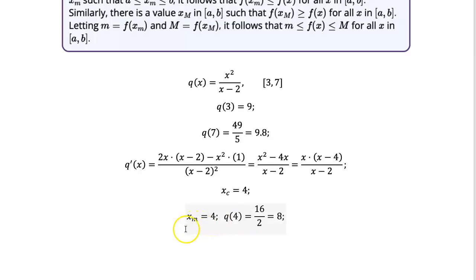And from the endpoints, and this is the part you've got to remember, easy to forget, we have an absolute maxima at 7, or q of 7, which is 9.8. And that gives you your absolute minima and your absolute maxima of this function x squared over x minus 2 on the interval 3 to 7.